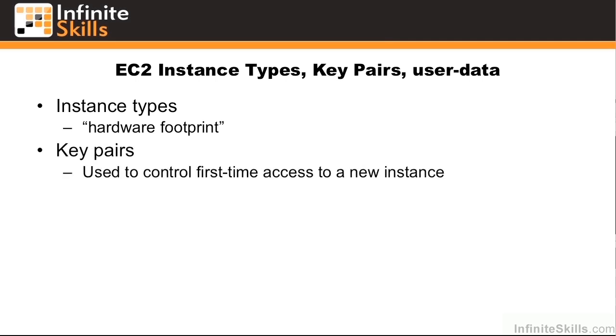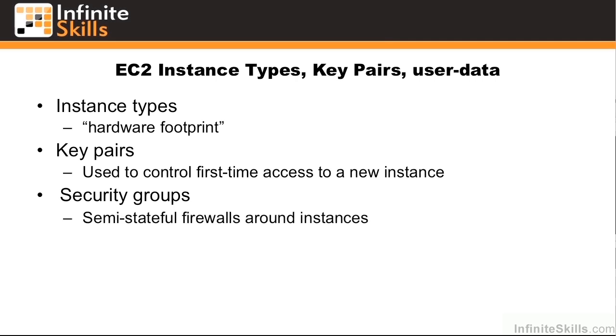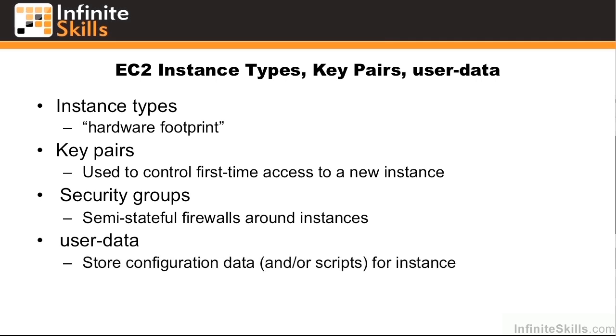Key pairs are used to control the first-time access to a new EC2 instance, although it's a good practice to keep them in place even after. Security groups are semi-stateful firewalls around the instance used to control the access between instances. And user data allows you to store configuration data and/or scripts inside of the instance. This is useful for bootstrapping or pulling up the machine the first time that it boots.